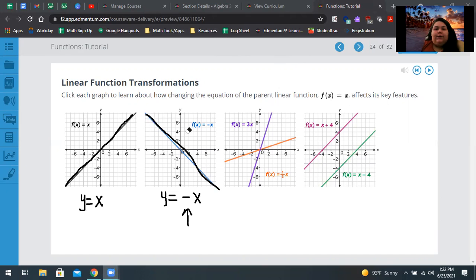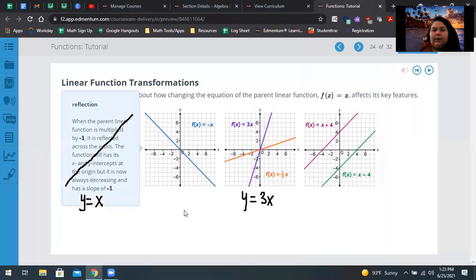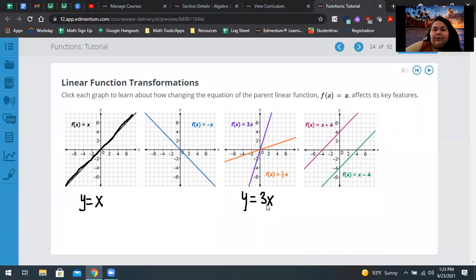So let's focus on this new one here. What's the difference between y equals x and the purple line, y equals 3x? The change from y equals x, now that we have a 3 there, is that it got vertically stretched. Now, the proper term is dilation, which means that it's vertically stretched or compressed. All right, vertically stretched by a factor of 3.